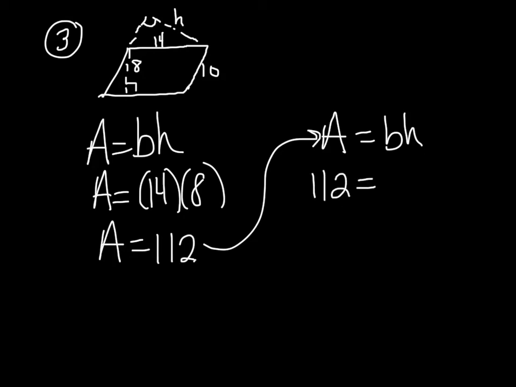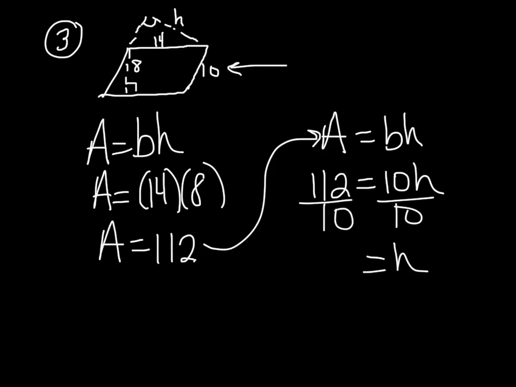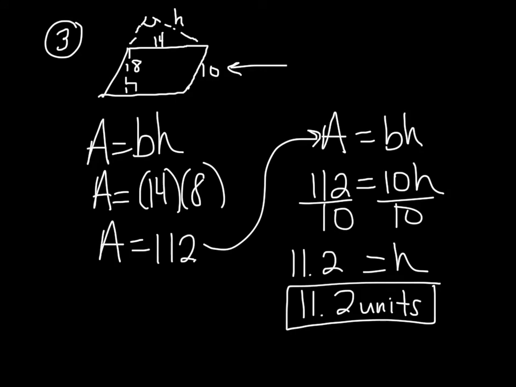We know the base right here is 10. We can find the height, so we can divide both sides by 10. If we do that, we get a height of 112 divided by 10, and that's going to give us a height of 11 and 2/10. And that would just be units, because we are not given a length of measurement for any of our sides.